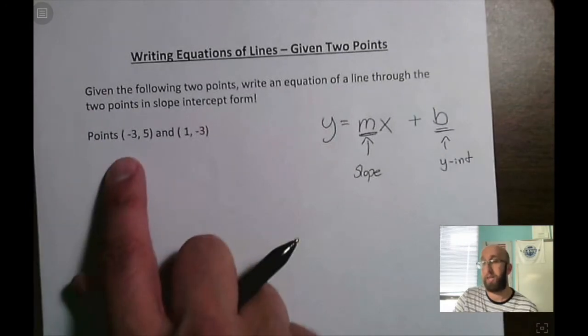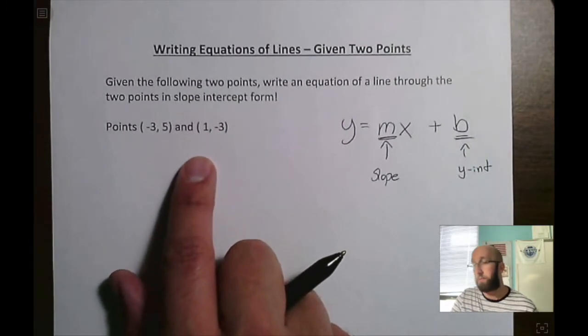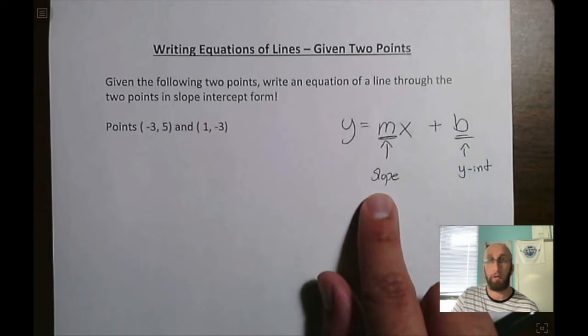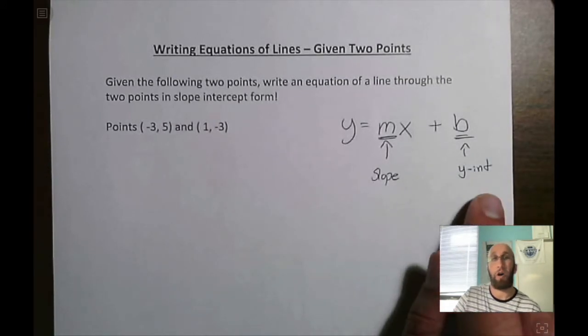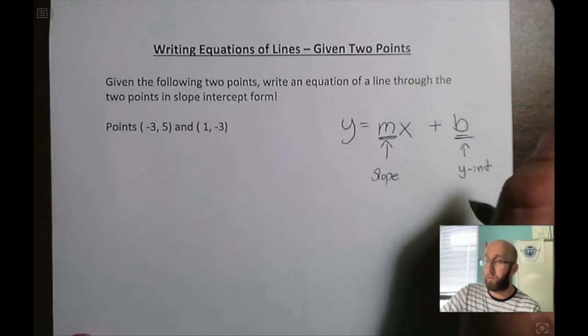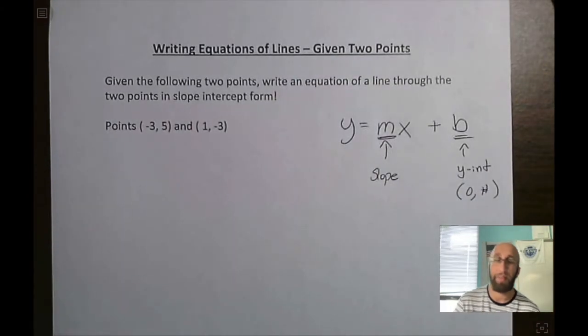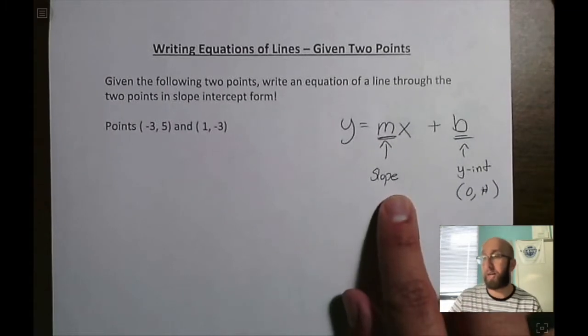So when we look at this, I have the points -3, 5 and 1, -3. Well, neither of them is a slope. And yes, they are points on the line, but they aren't specifically the point we need, which is the y-intercept. The y-intercept is going to start with 0 and then some sort of number. So we're not given that either. We're kind of stuck, but we could start working with the slope.